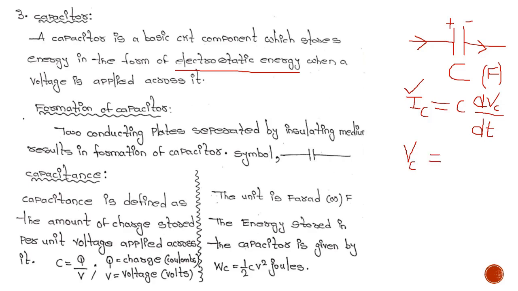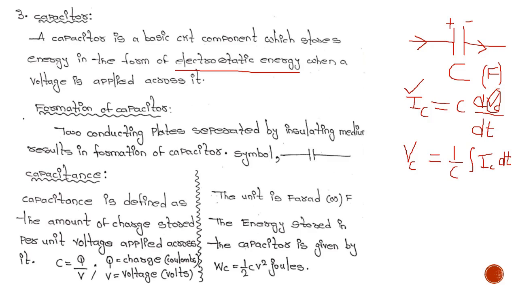V suffix C, the voltage across the capacitor. From this equation, we apply integration on both sides to cancel out the differentiation, because we want V_C. Then bring this C to this side, so C becomes 1 by C, and applying integration here, it will be the integral of I suffix C dt. So this is how the voltage of a capacitor can be written using Ohm's law.